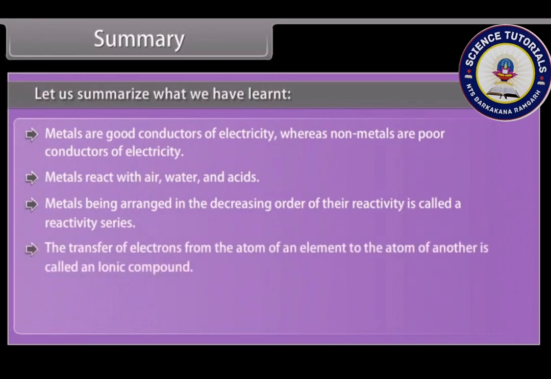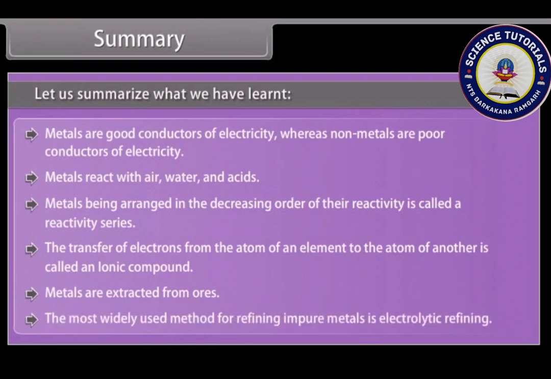The transfer of electrons from the atom of an element to the atom of another results in an ionic compound. Metals are extracted from ores. The most widely used method for refining impure metals is called electrolytic refining.